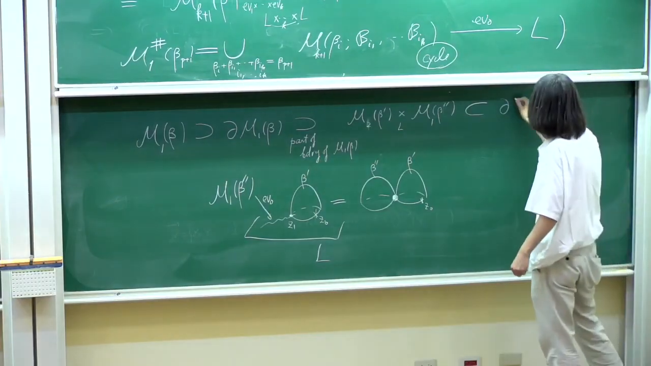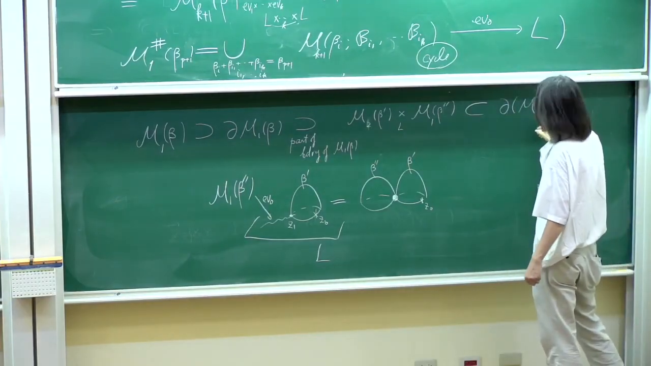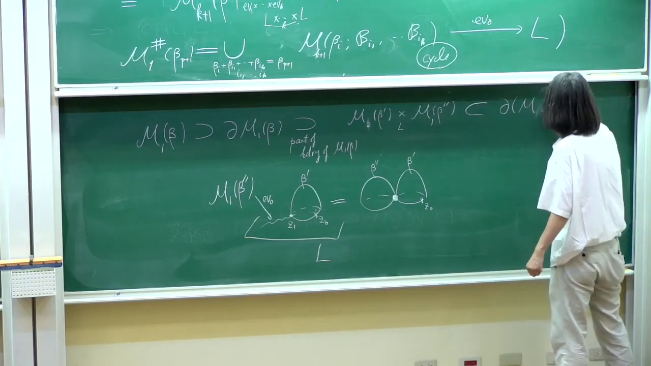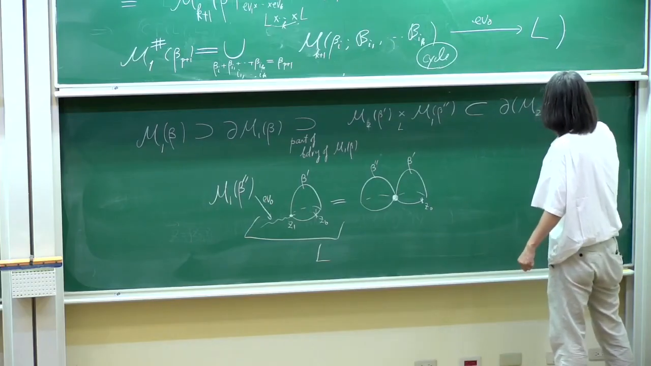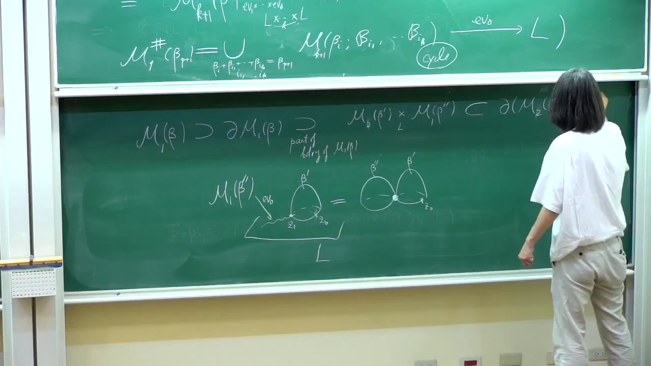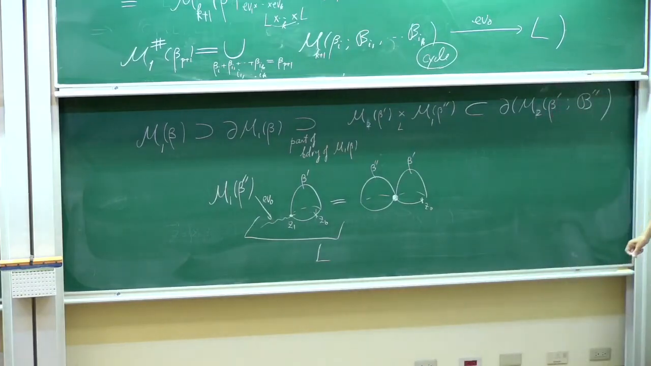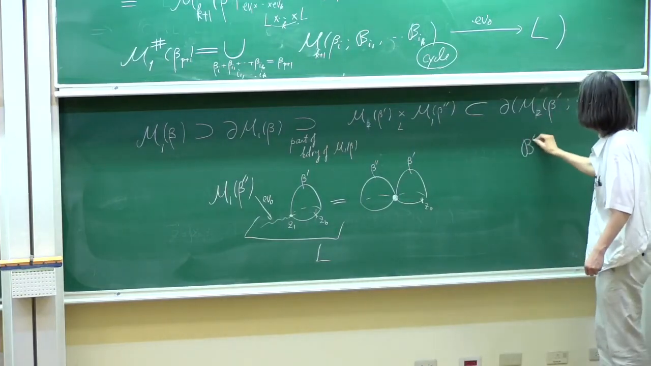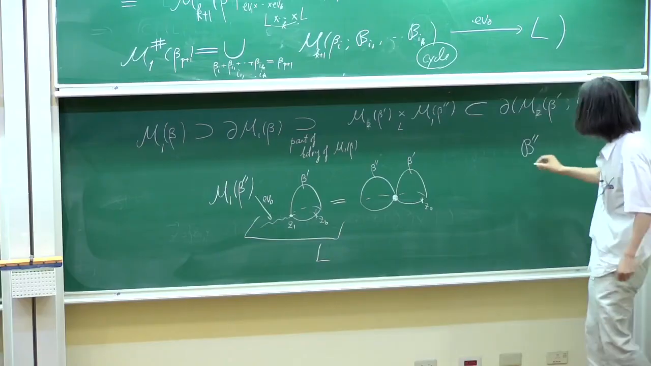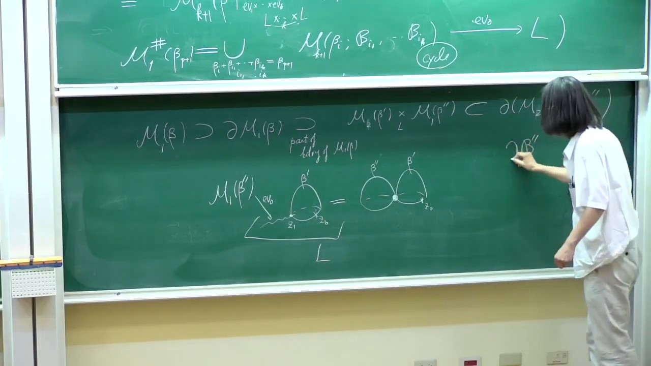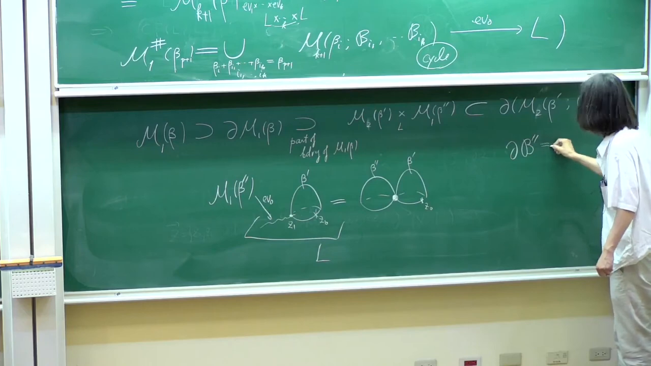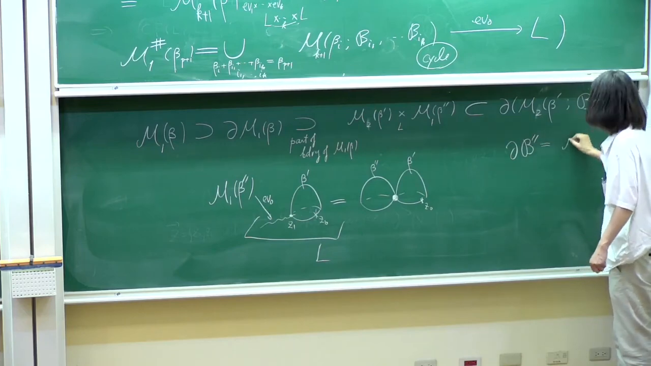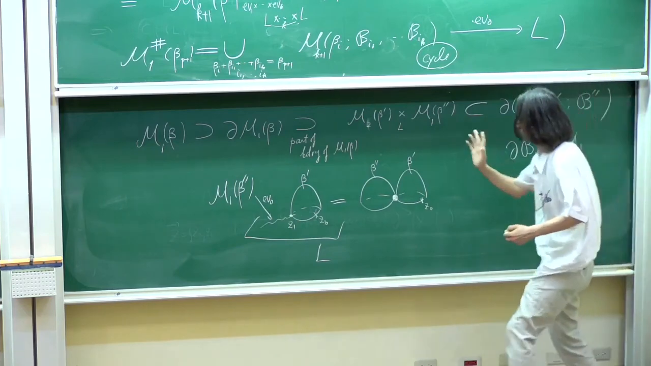So you understand this. So now I consider it as a boundary of another moduli space. So this is a boundary of M2 beta prime and this B double prime or something like this. So B double prime is, yes, as above. So somehow this boundary is equal to this M1.